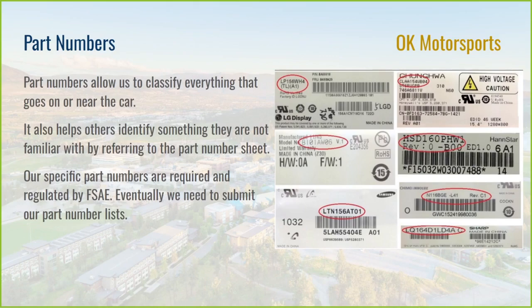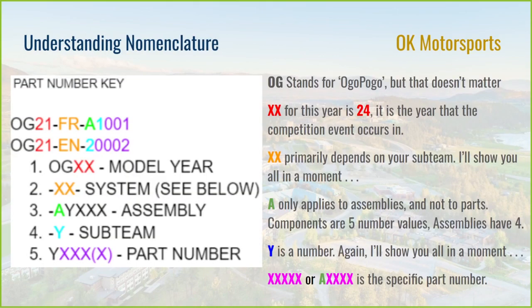But so part numbers, super straightforward. There's a bunch of part numbers for like TVs, I think it is. I don't think I have to explain what they are. They classify stuff. We need to submit our own part numbers to FSAE when we go to competition. That's all I have to say on that, really. Pretty straightforward. So for us, our part numbers are under this nomenclature.